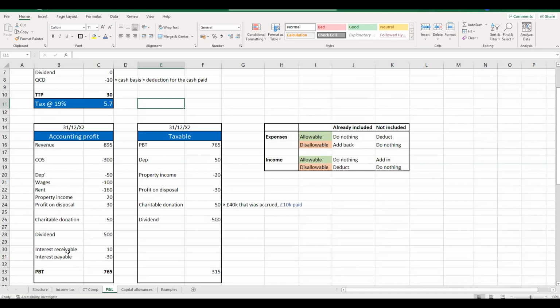You'd have to be a bank or a financial institution, which I don't think you're going to see in the questions. So essentially what you can safely assume is where you get interest receivable, that's just all going to be non-trade loan relationship.